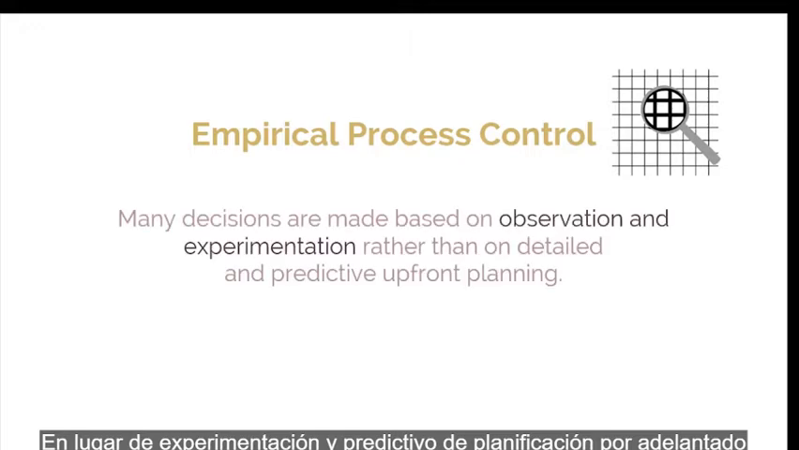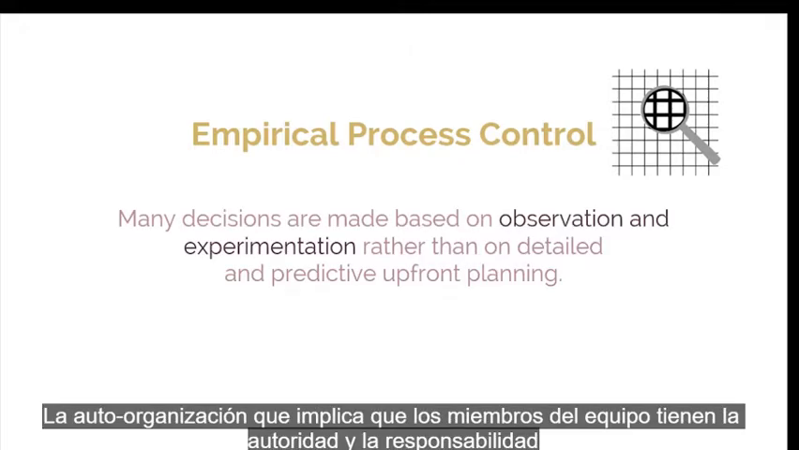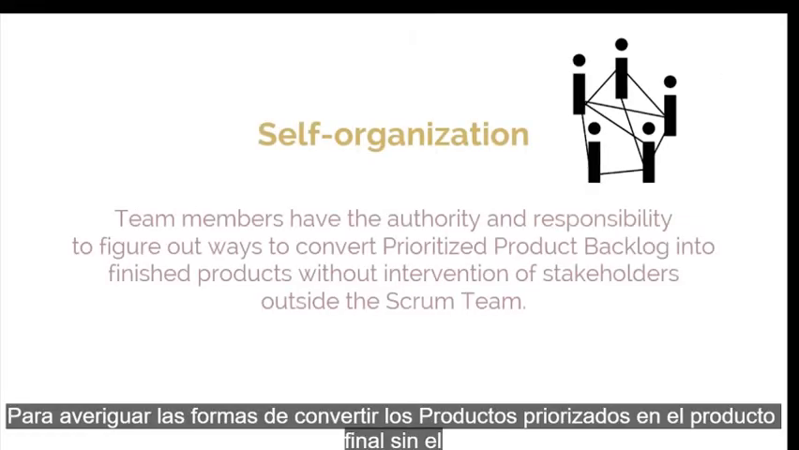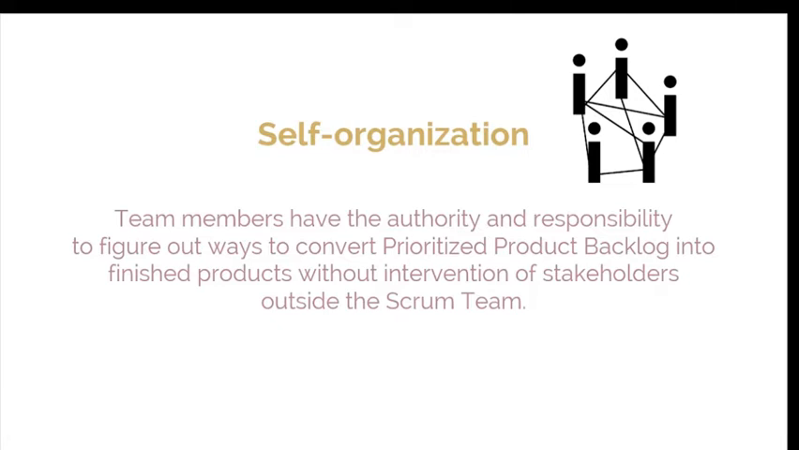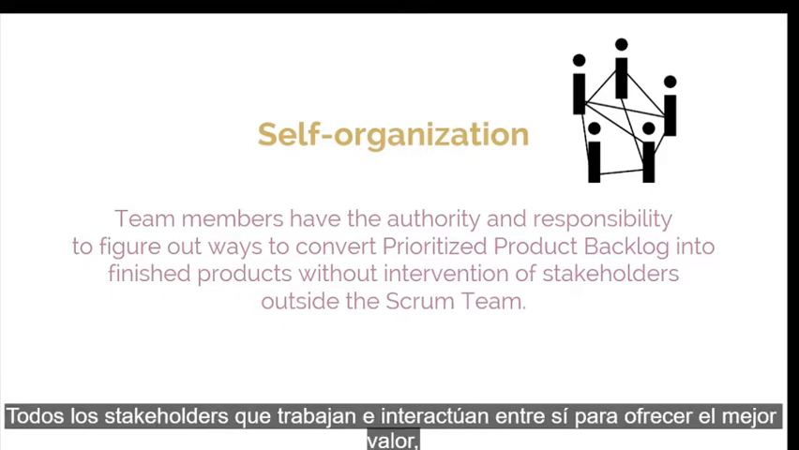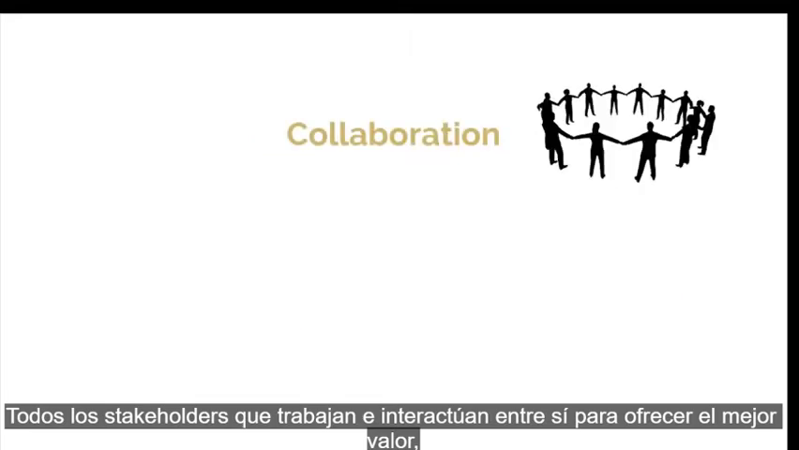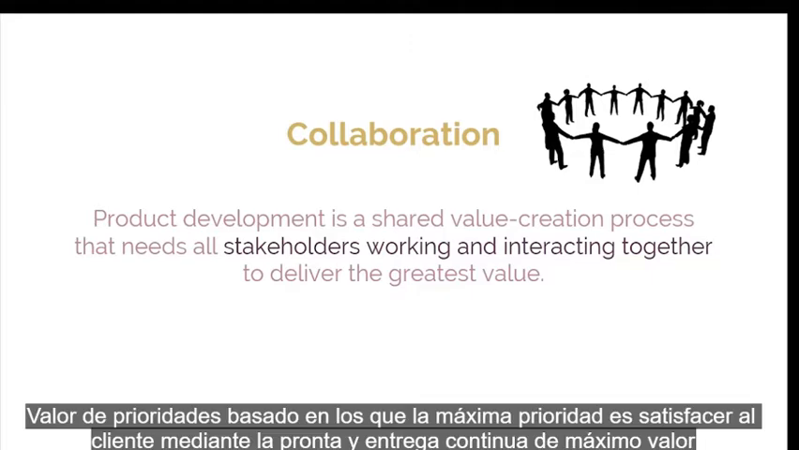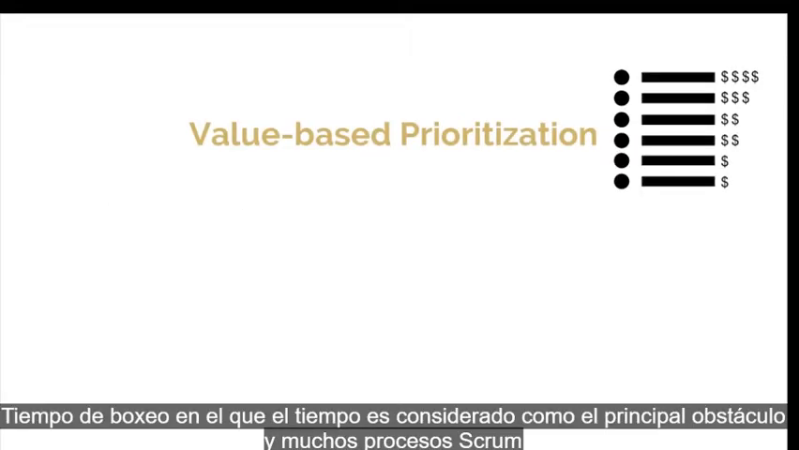The 6 Scrum principles include the following. Empirical process control, in which many decisions are made based on observation and experimentation rather than on detailed and predictive upfront planning. Self-organization, which implies that team members have the authority and responsibility to figure out ways to convert the prioritized product backlog into finished products without the intervention of stakeholders outside of the Scrum team. Collaboration, in which product development is a shared value creation process that needs all stakeholders working and interacting together to deliver the greatest value.